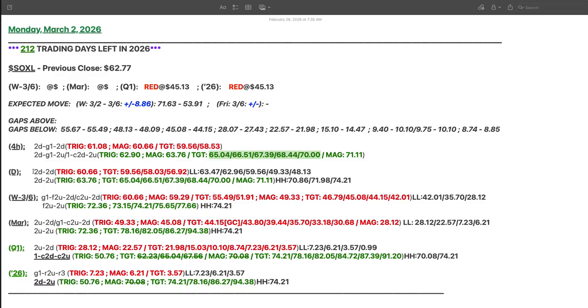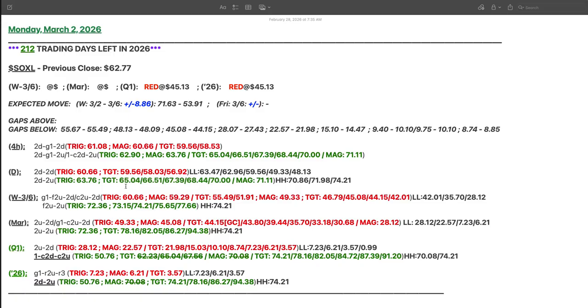Now from the day perspective, we talked about if we go to the downside, it's just a 2 down continuation, triggering at 60.66. No magnitude for that move because it's a continuation, not a reversal. So we have our extended targets out here for you. And then to the upside, we would trigger a 2 down, 2 up at 63.76. Again, magnitude quite high there, up at 71.11. So we do have these intermediate targets on the way up there to that magnitude of 71.11.